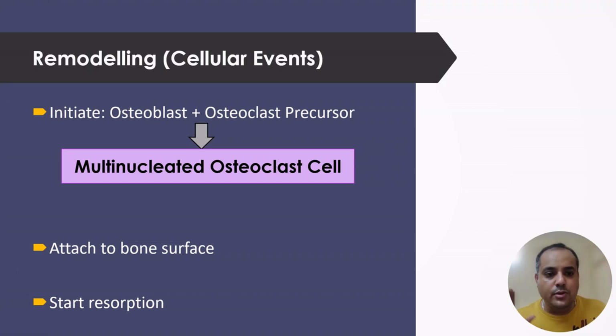What is going to happen in case of remodeling? In case of remodeling, the first event is the fusion of the osteoblast and the osteoclast precursor. The osteoblast and the osteoclast precursor are going to fuse, and once they fuse, they are going to form the multinucleated osteoclast cell. This multinucleated osteoclast cell is going to attach itself to the bone, and the process of resorption is going to start.